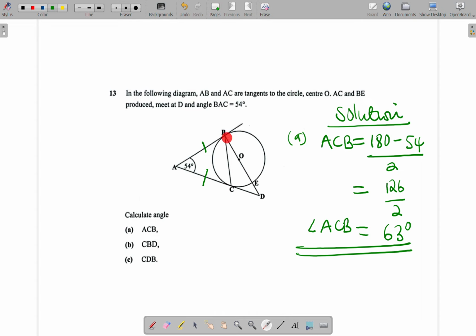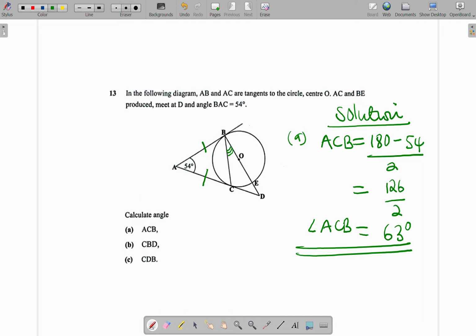So the angle is here. The angle is here, CBD. This is the angle we are looking at. CBD, this angle there. That is our CBD. Can you see that? Now, how do we find that one?